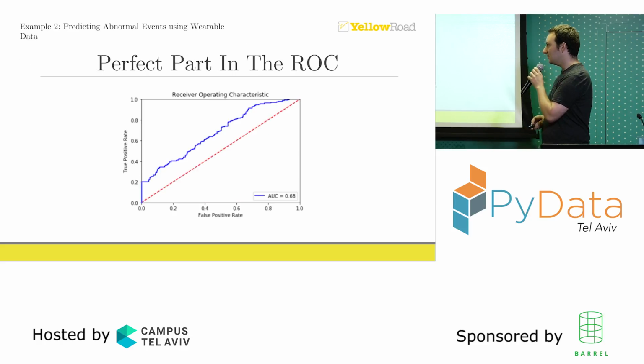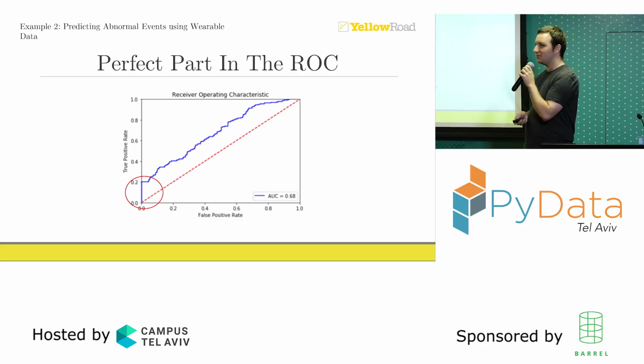So I ran my model and got this ROC. This is not such a good ROC like the first one, but it has a perfect part in its beginning. Straight or almost straight lines in the ROC are usually an indication of a leakage that the model is exploiting. So I started investigating the model.